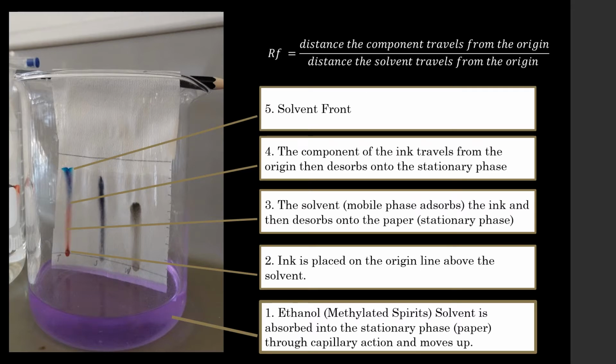But if we have a look here at the red one, you can see that that red component of the ink has desorbed about 2/3 of the way up. So it's approximately like 0.7 of an RF value. We'd have to get a ruler out and measure it and calculate it.